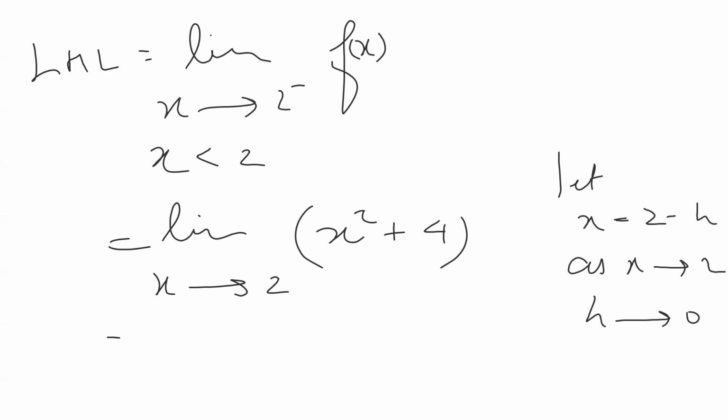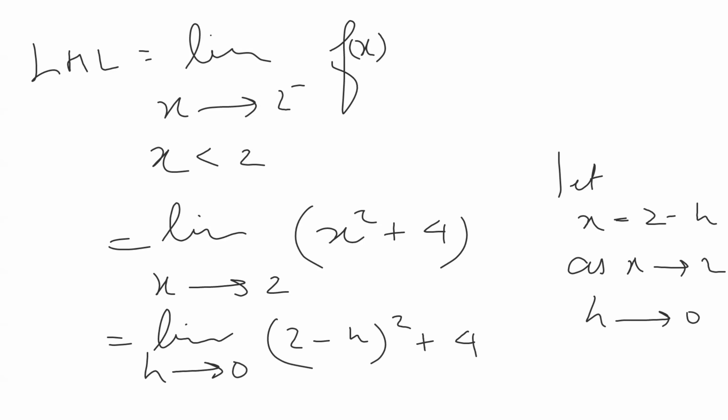And the h method, you guys apply only in exercise 18a. So this is 2 minus h the whole square plus 4. Put the value of h as 0. So this will be 2 minus 0 the whole square plus 4. 2 square, that is 4, plus 4. Answer is 8.